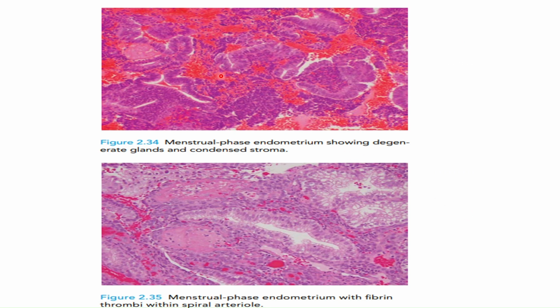Here again, degenerated glands, some irregularity, marked hemorrhage, and compact or condensed stroma. Here, fibrinous material or fibrin thrombi within the spiral arterioles, some vacuolization. Here, some glands show excessive secretory changes.